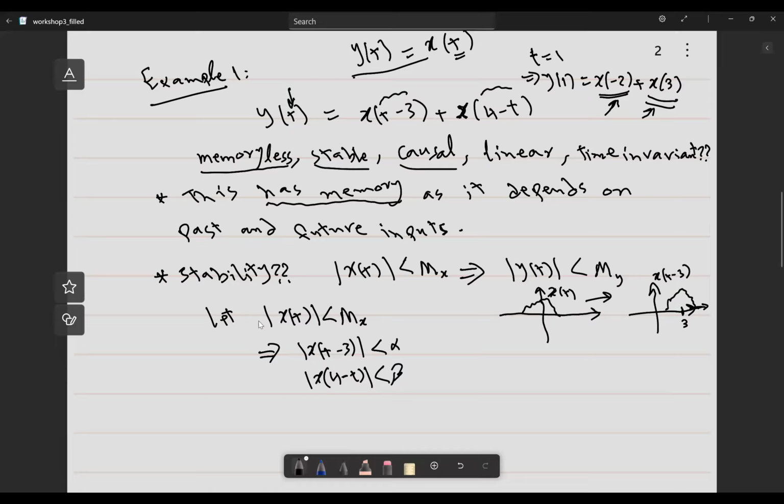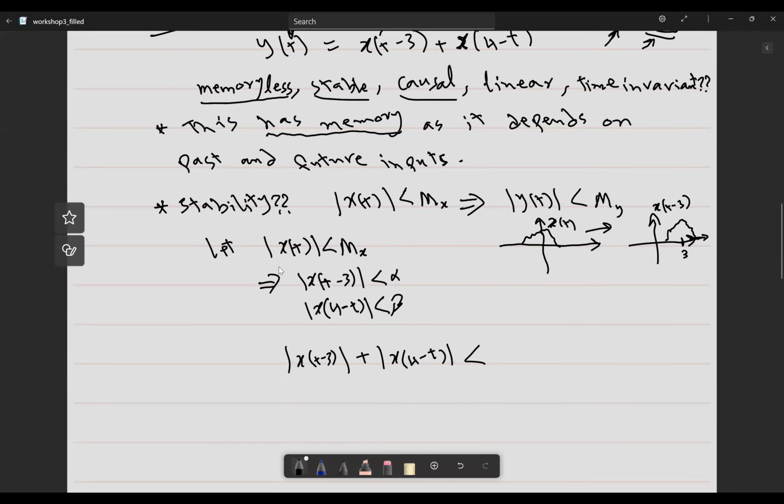Now, y(t) is the summation of those two. So we have a bounded quantity, the first, which is x(t minus 3), plus the second bounded quantity, which is x(4 minus t). Then the summation will also be bounded by alpha plus beta. So the system, let me correct, it's not accurate.